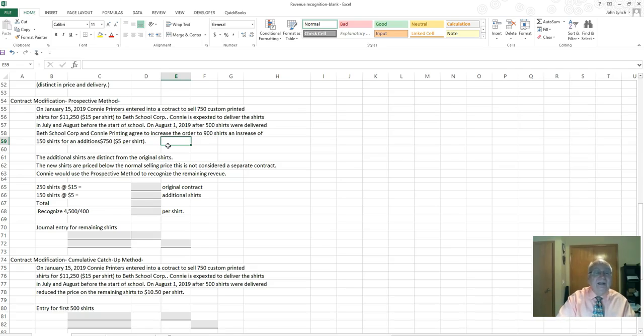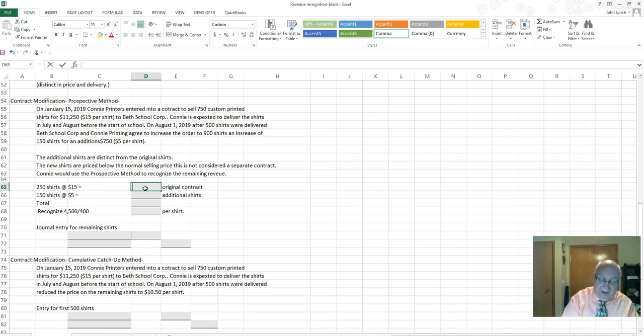Okay, this is not, it does make the distinct part, the first part is distinct. The shirts are different from the original shirts, but the contract price is below the market price. So therefore, it's not a new contract. It's a modification of the contract. So the original cost that we have here, we're supposed to receive 250 times 15.